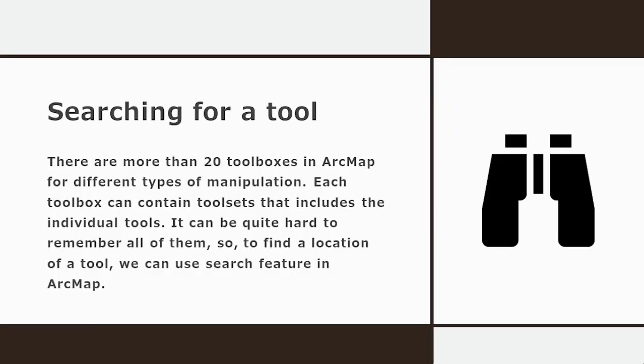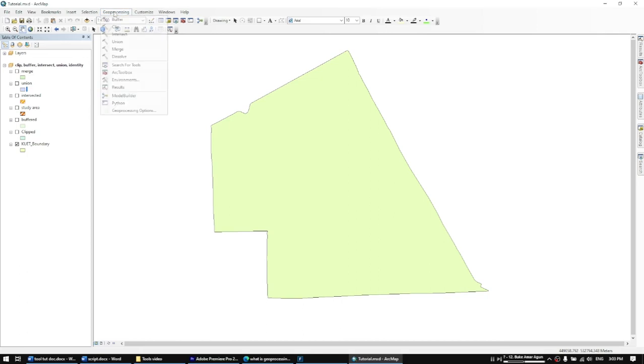There are more than 20 toolboxes in ArcMap for different types of manipulation. Each toolbox can contain tool sets that include the individual tools. It can be quite hard to remember all of them. So, to find the location of a tool, we can use the search feature in ArcMap. Suppose we want to use the clip tool but don't currently remember its location. Then we can search for it in the search tool. We can open the search window from the geoprocessing option.